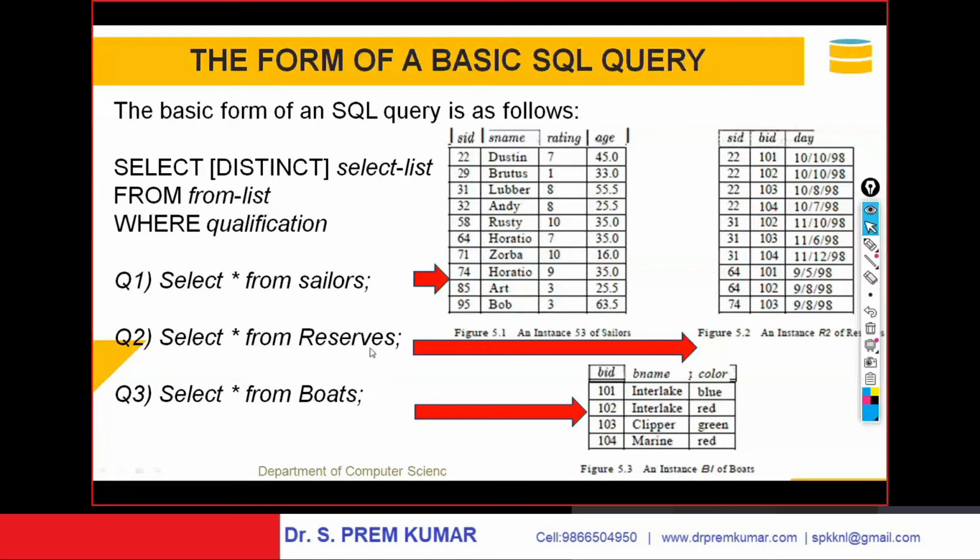Select asterisk from reserves means I want all columns. From where? From the reserves table. Select asterisk, I want the complete columns from the boats table. So this is regarding the select statement.